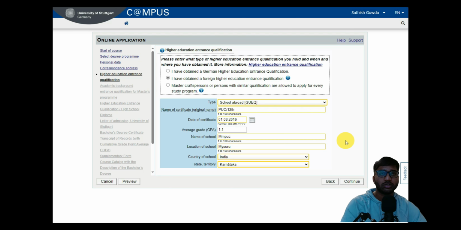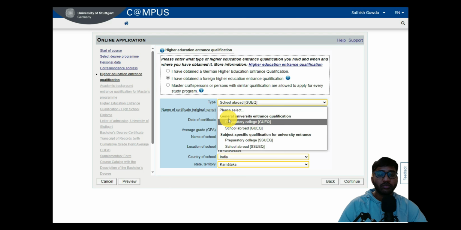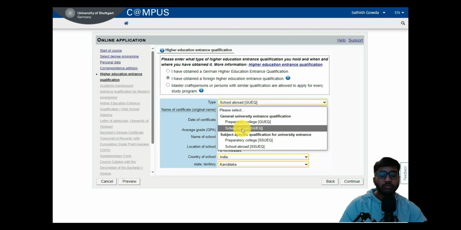The qualification needed to pursue the master's is the one you have already done, which is your bachelor's. And that's the reason we have clicked on I have obtained a foreign higher education entrance qualification. Then the type will be general university entrance qualification, which is school abroad. But here people may argue why I should not select subject specific. You can select subject specific if you have done a diploma in electrical engineering after 10th and you want to pursue a master's degree at the University of Stuttgart, then you select subject specific qualification, then school abroad.